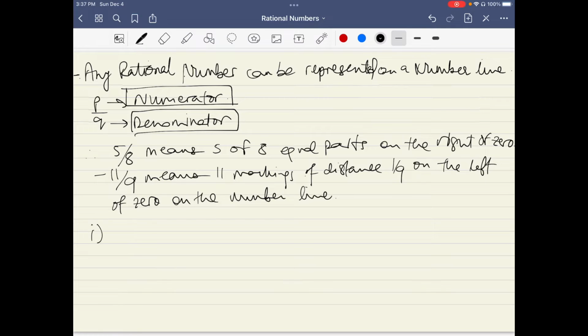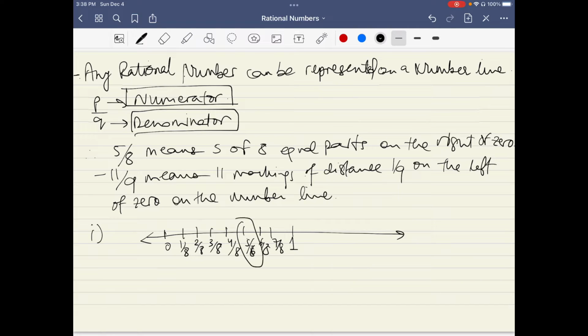Now, let's look at the representation of 5/8. So 0, 1, 2, 3, 4, 5, 6, 7, and 8. Again, 8 equal parts, 5 of 8 equal parts on the right of 0. So we did that, and now this is 1/8, 2/8, 3/8, 4/8, 5/8, 6/8, and 7/8. So where is 5/8? Here is 5/8.